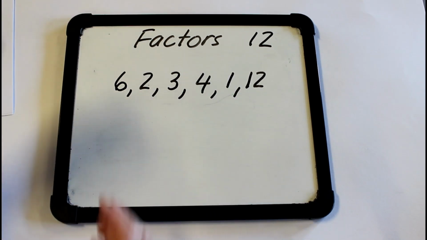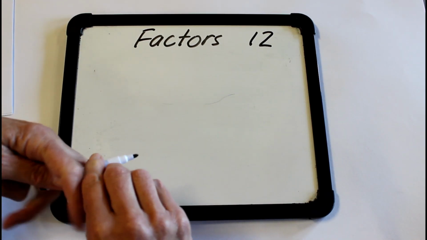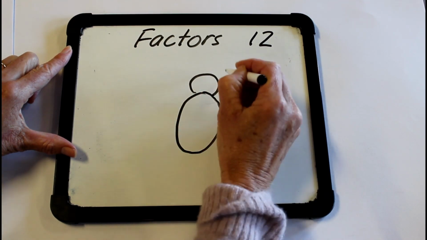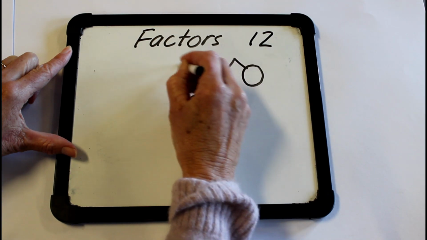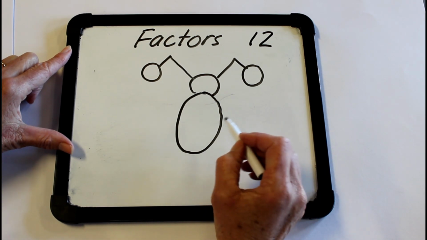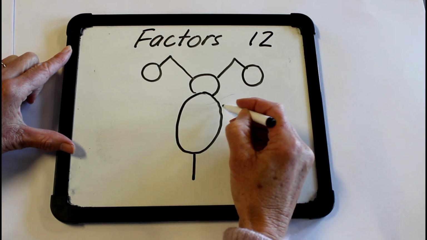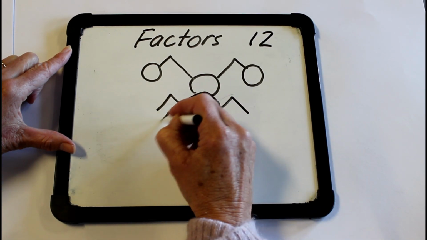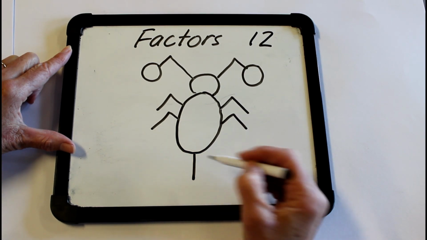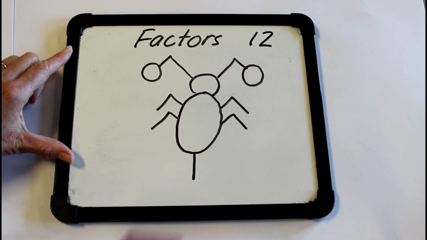So what is a factor bug? A factor bug is something that looks like a bug. It has a body. It has a head. It has 2 antennae. And it has legs. Some factor bugs don't have legs. Some factor bugs might have a tail. So most have legs, many have legs, but there's a couple that do not have any legs. Not all of them have tails, only a few have tails. So a factor bug is made up of many different combinations.